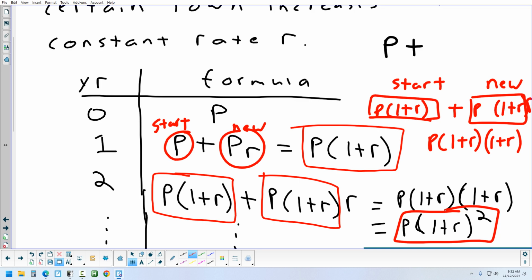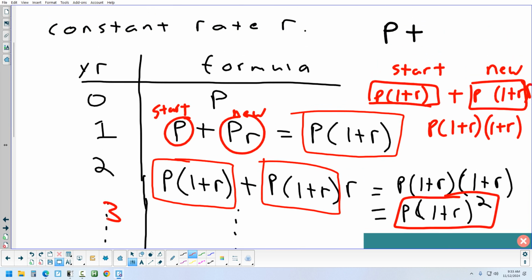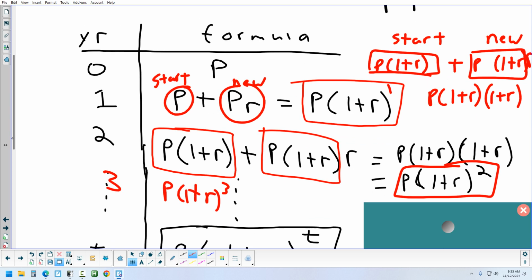Now to find your population for year 3, you would take what you're starting with, which is that, and multiply by R to get the new, and add them together. But does anyone see, for year 3, what the new population would be without going through all that? Lucas? P times (1 plus R) to the power of 3. Yeah. So now by factoring it, we start to see a pattern. P times (1 plus R) to the first, P times (1 plus R) to the second, P times (1 plus R) to the third.